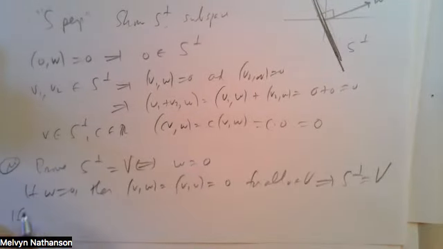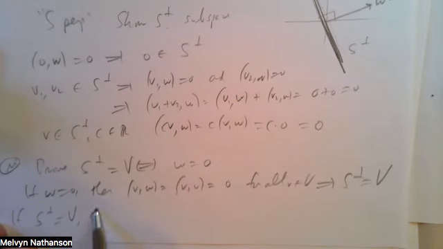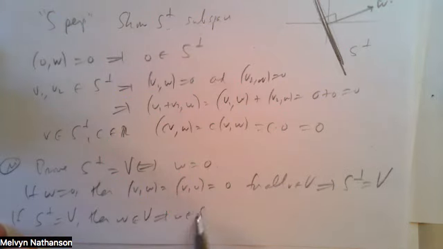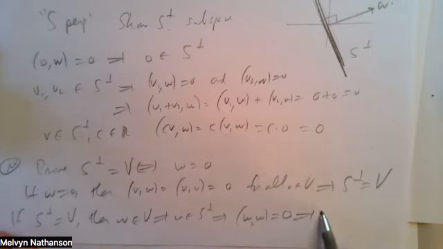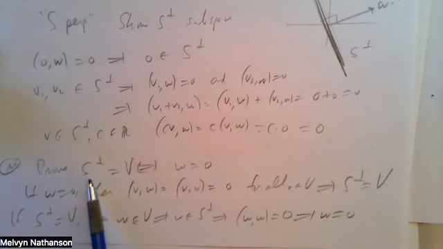On the other hand, if S perp is all of V, then W is in V. So W is in S perp. So the inner product of W with itself is 0. And the only time the inner product of a vector with itself is 0 is if the vector is 0. So the only time you get this perpendicular space S perp to be everything is when your vector W is 0.